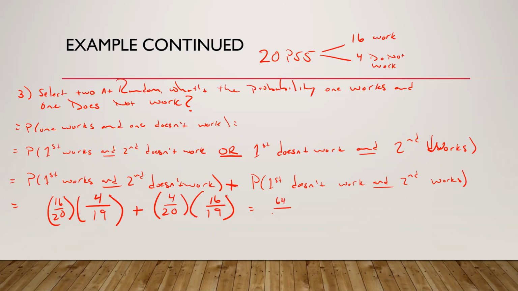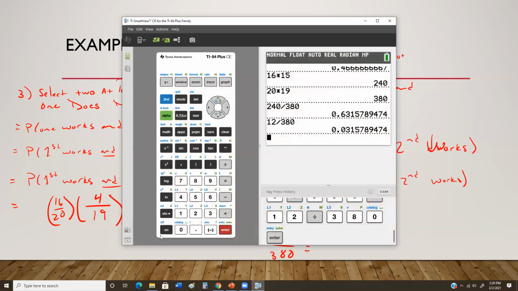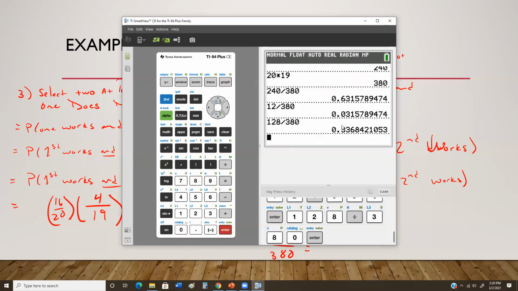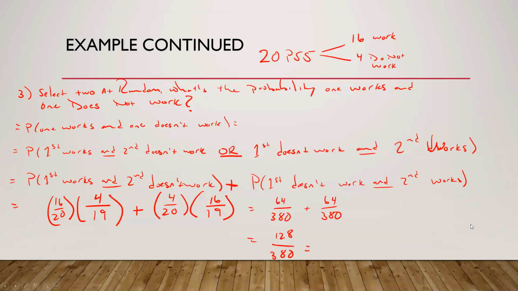So I believe 4 times 16 gets you 64. So this is 64 over 380 plus 64 over 380, which gets you 128 over 380. Which gets you like 34% roughly. Which is what you get.